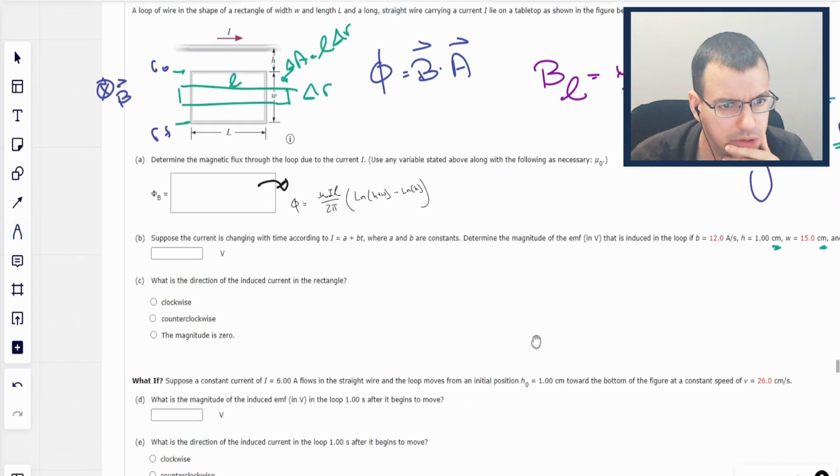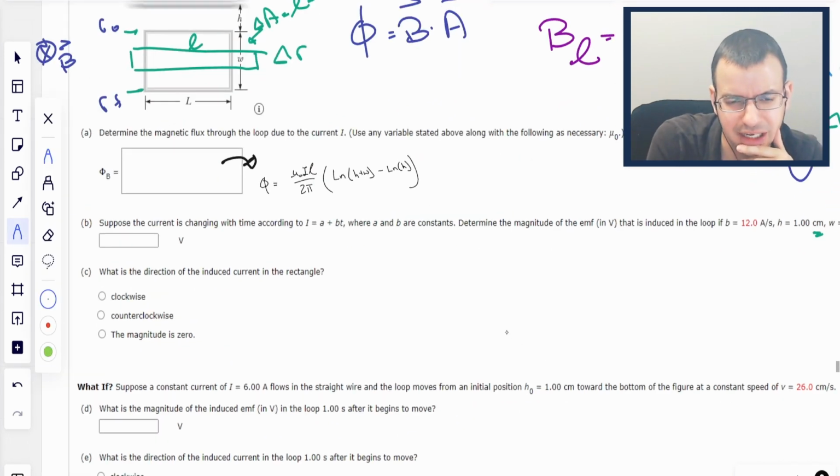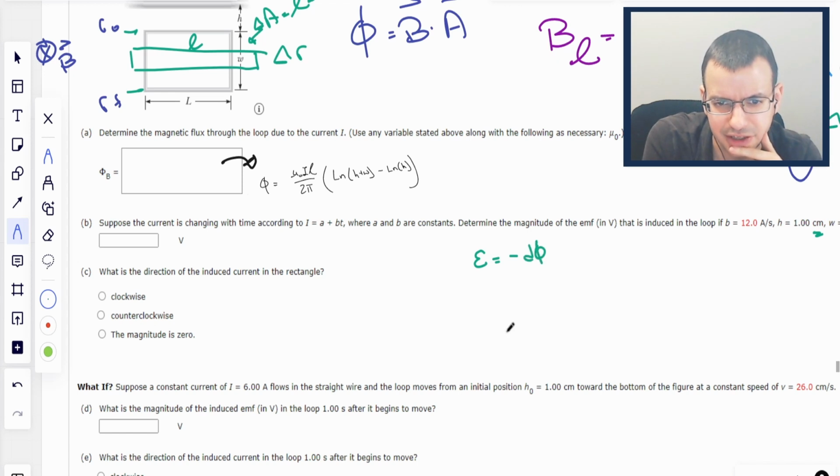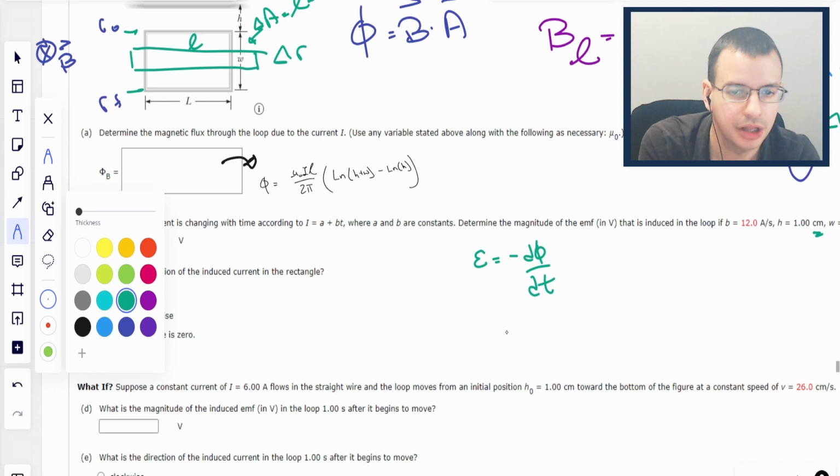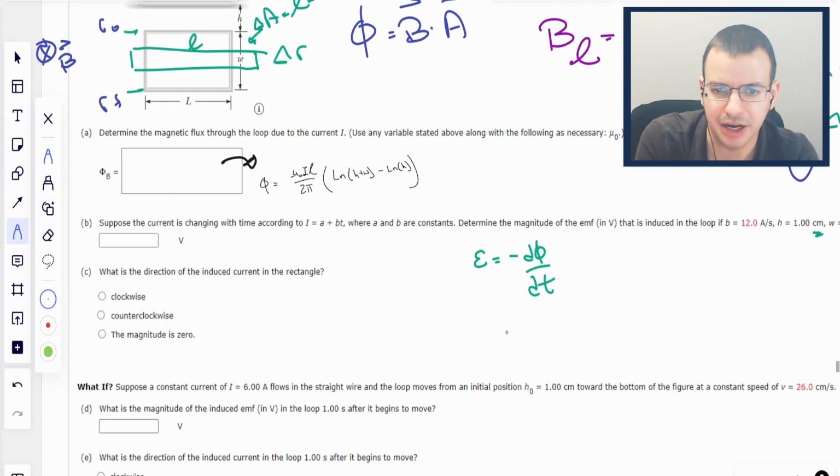So we're going to use, I don't know if this is Lenz's law, Faraday's law, it's a law. So EMF equals negative d flux dt. One of them gives you direction, the other one gives you magnitude. When you put the negative in there, it basically combines both direction and magnitude, so that's fine.